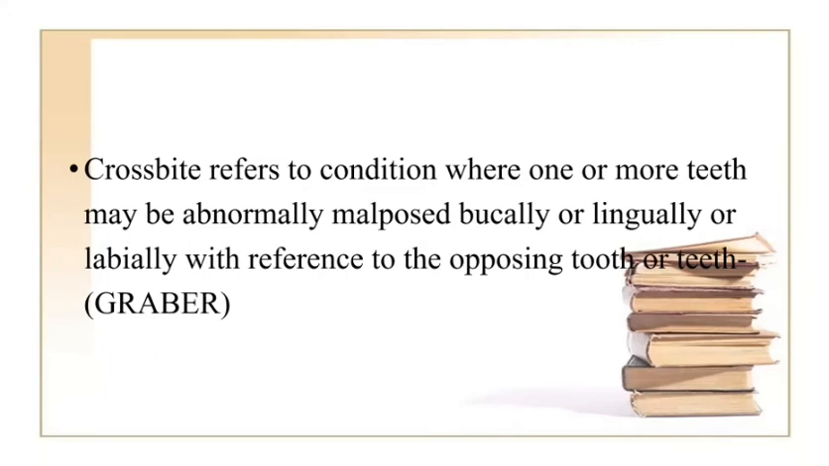Now coming to the definition, which was given by Graber. Crossbite refers to a condition where one or more teeth may be abnormally malposed buccally or lingually or labially with reference to the opposite tooth or teeth. That means it can be either single tooth crossbite or segmental.